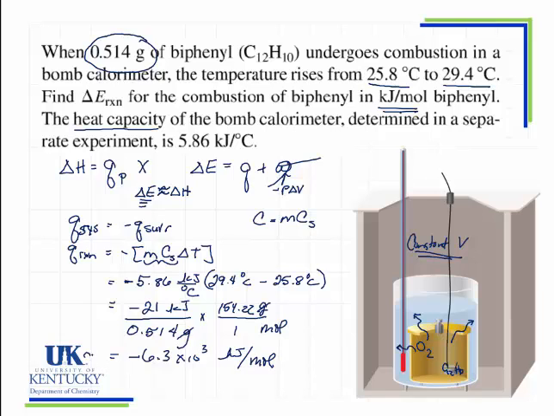Now this is the Q of the reaction. I look back up here and it says find the delta E of the reaction. Remember, in a constant volume situation, the work term is 0, and when we determine the Q, we have determined the delta E. So this is the delta E of the reaction.